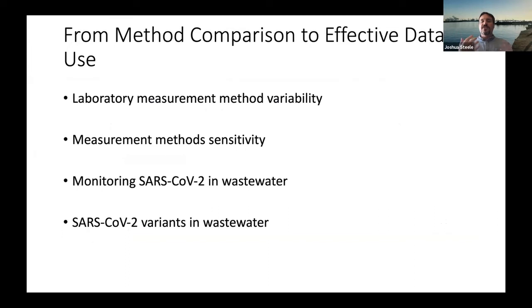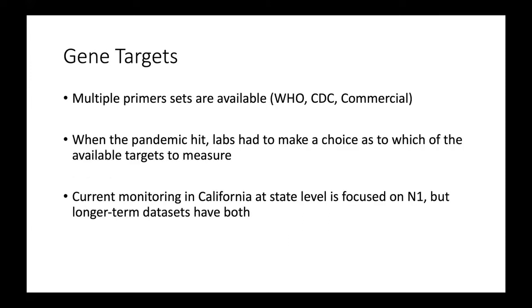But we started there where we were comparing all these different methods, and we've published on that in a couple different places. And we decided to try and figure out how we can translate that to more effectively using the data. So in particular, we wanted to look at method variability, and I'll show you what I mean by that, sensitivity, and then apply that to monitoring both just the overall quantity of viruses in the wastewater, as well as the variants in the wastewater. And the variant is where we're going next.